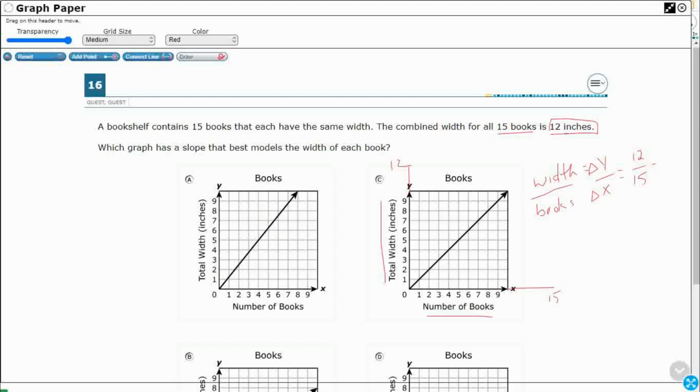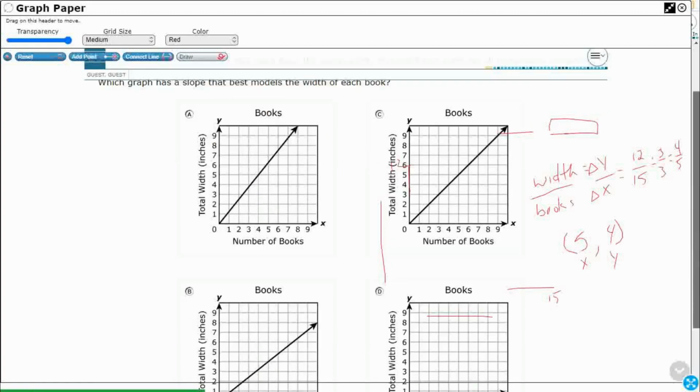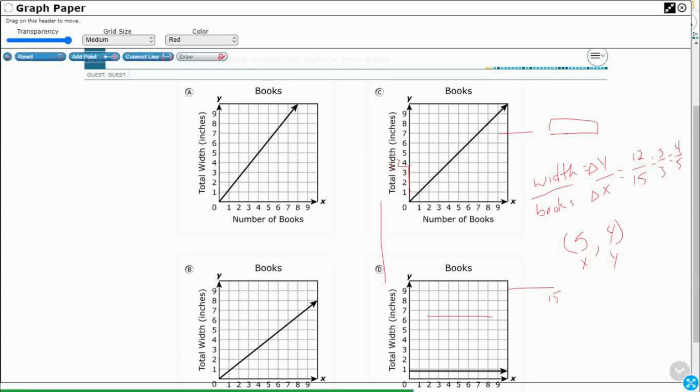Let's divide both of those by 3, and you're going to get 4/5. Okay, so I can graph that because that 4/5 is going to be a y value of 4, an x value of 5. Okay, so let's find a graph that has that. All right, so we're going to look here, and I'm looking for an x of 5 and a y of 4, and I'm not seeing it on that graph right there. X of 5, y of 4. I do see it on B. X of 5, y of 4.